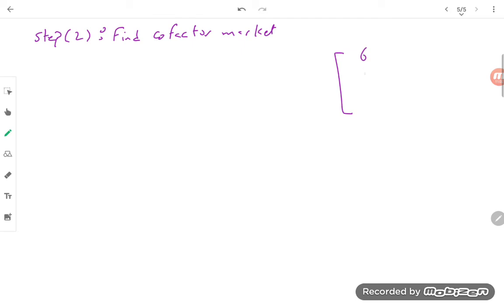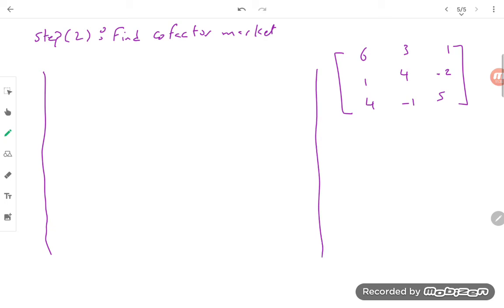Return back to our example. This is the original matrix. Now we would like to find the cofactor matrix. The cofactor matrix is going to be defined as, with respect to the first element, it is going to be replaced by 4, negative 2, negative 1, 5.